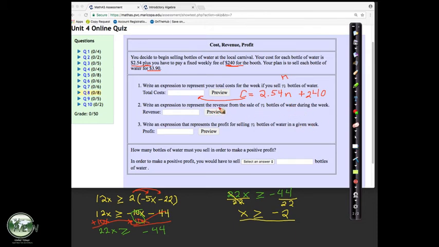Okay, write an expression to represent the revenue from the sale of n bottles. Revenue is just money coming in. It doesn't include any costs. It's just the cash coming into the box. So how is the cash going to come in? How is our revenue going to be generated? Each time we sell a bottle, someone's going to give us $3.90. So 3.90 times n. That's our revenue.